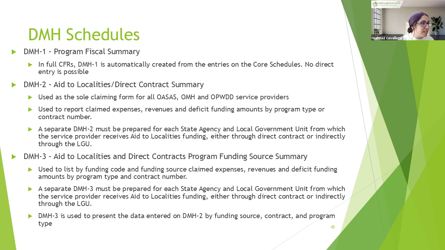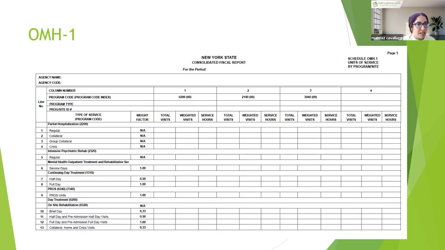And then DMH3 is used to list by funding code and funding source claimed expenses, revenues, and deficit funding. It's used to present the data on DMH2 by funding source, contract, and program type. So it's sort of taking the same information and manipulating it into different buckets, basically, so that each user has the information that they need. So the next few slides talk about the OMH schedules.